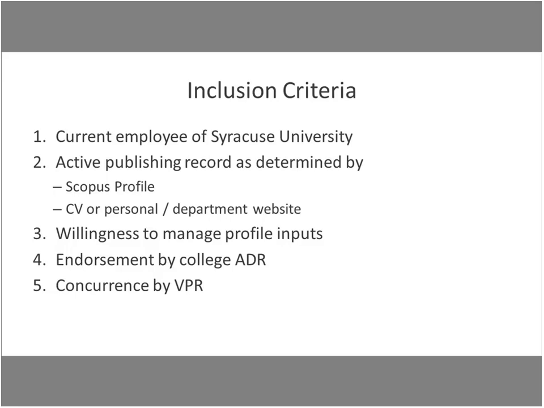We need to make sure that they're willing to manage adding information themselves. And then we ask that the Associate Dean for Research from their college, as well as the VPR, just sign off on their inclusion, which has never been a problem. As long as people are willing to do so and meet these other criteria, we include them in our system.